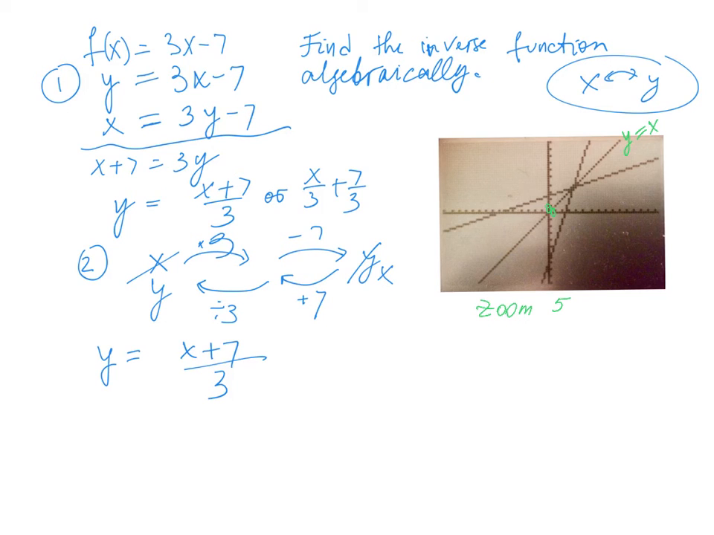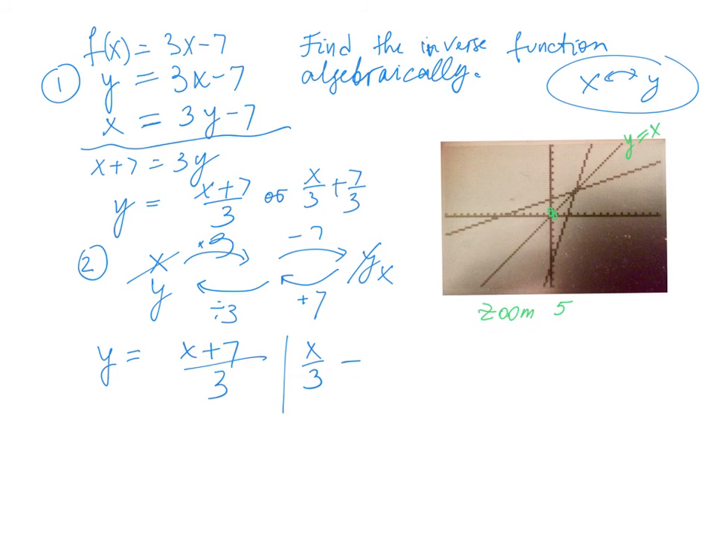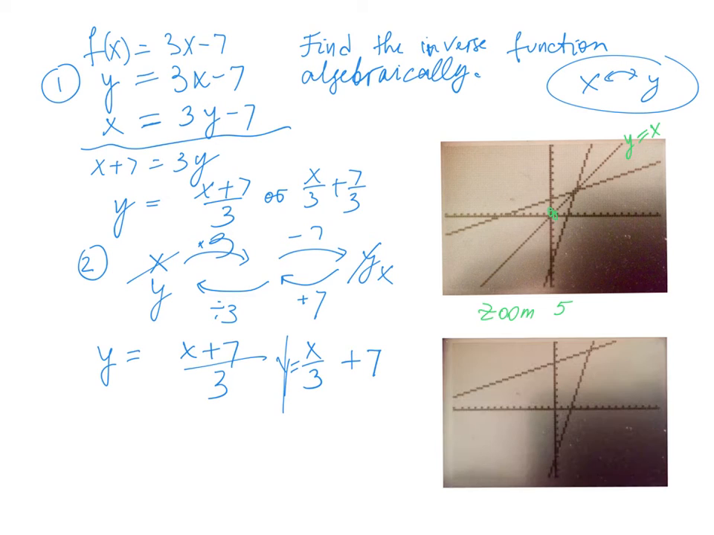Now suppose you made a mistake and instead of x over 3 plus 7/3, you did, let's say, x over 3 plus 7. Let's say you forgot to divide by 3, which happens. And so this is the graph you would get. So this is the original line, and the new line would be this, x over 3 plus 7.